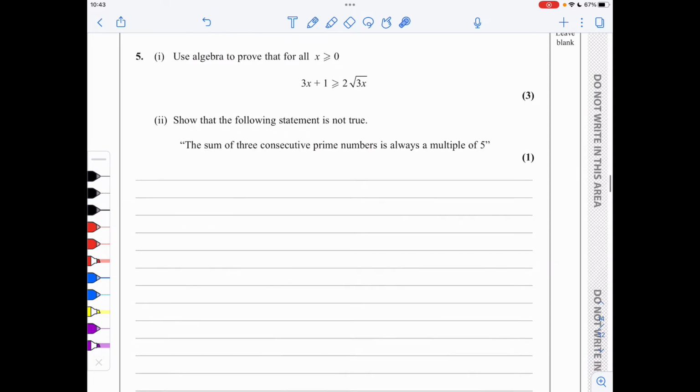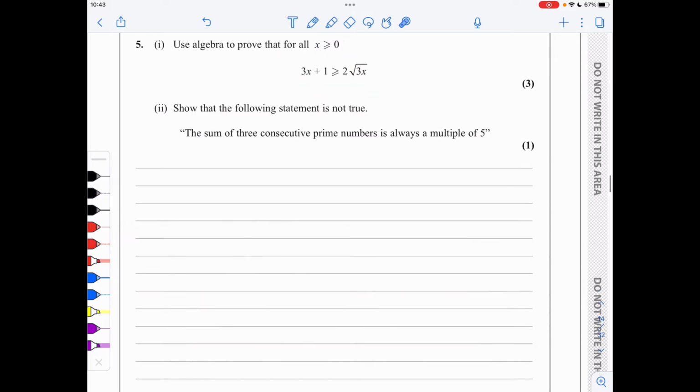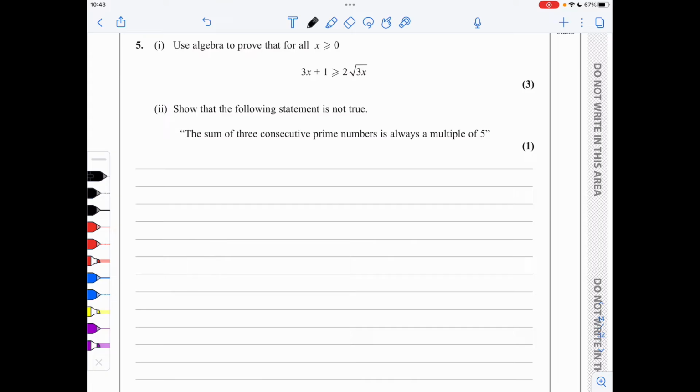In question 5, we need to use algebra to prove that for x being greater than or equal to 0, we've got 3x plus 1 is greater than or equal to 2 root of 3x. Now, this is a proof question. We need to explain everything clearly. Unfortunately, I don't have a starting point here, so I'll actually do some investigation by starting from what I have to show to be the case.